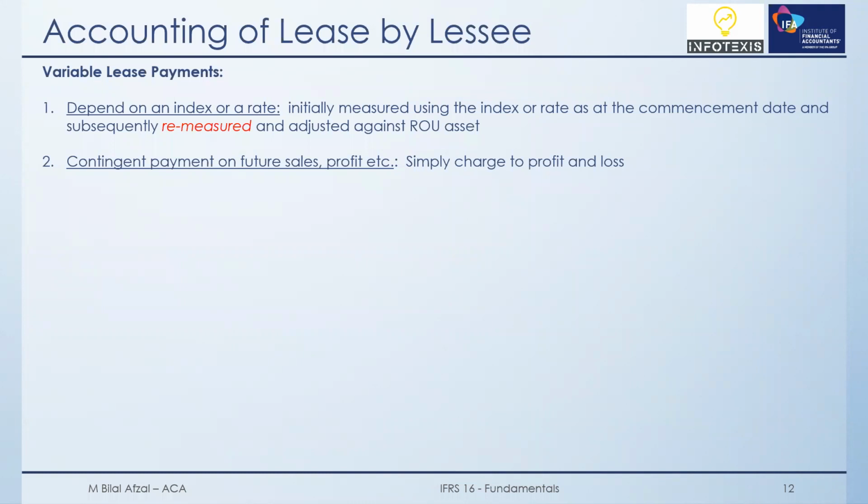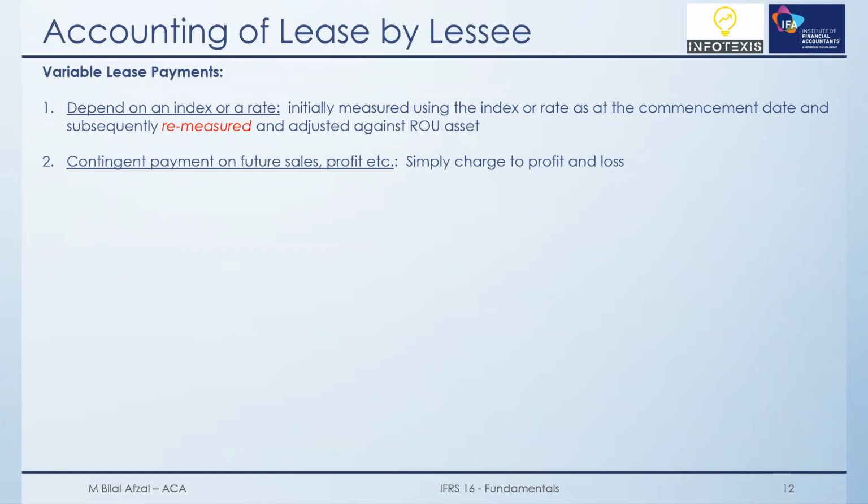Now, the second type of variable payment may be, for example, I took a building from someone and I say that if my sales amount is 1 million, I will pay you 25% of my sales amount as a rental. I may pay you 50% of my profits as rental. These types of rentals are not covered by IFRS 16. If this is the case, we cannot use estimates in the calculation of the lease, and we will have to simply charge this kind of variable payment to the profit and loss as and when they are incurred.